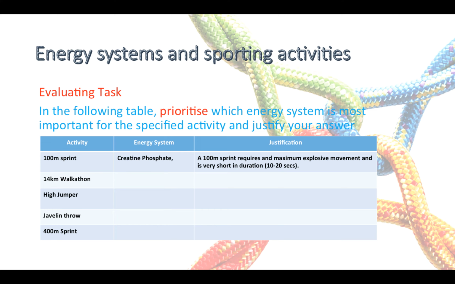So we have our 100-meter sprint, which uses the creatine phosphate or ATP-PC system. Notice PC and CP are the same thing, phosphocreatine or creatine phosphate. The justification for that would be that a 100-meter sprint requires a maximum explosive movement and is very short in duration, between 10 and 20 seconds. All right, pause here and complete this table in your OneNote.